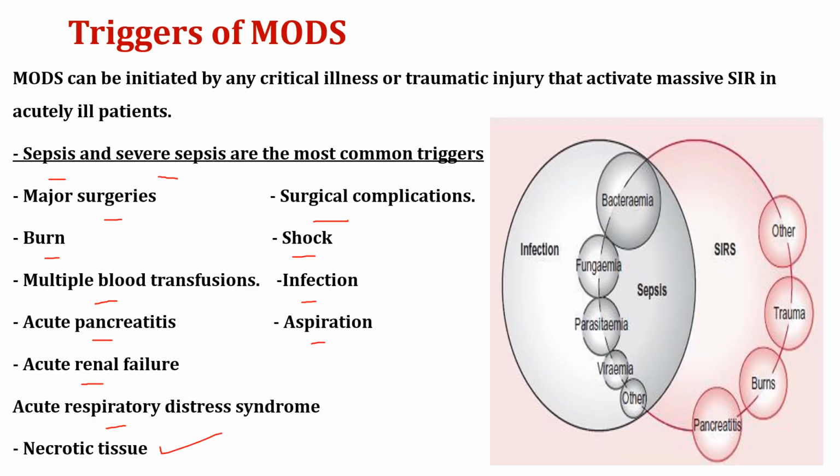There are many triggering factors or causes predisposing to multiple organ dysfunction syndrome, such as sepsis and severe sepsis, major surgery or post-operative major surgical complications, burned patients, shock state, multiple or massive blood transfusion, infections, aspirations, pancreatitis, patients with acute renal failure, patients with adult respiratory distress syndrome, and finally, necrotic tissue development.